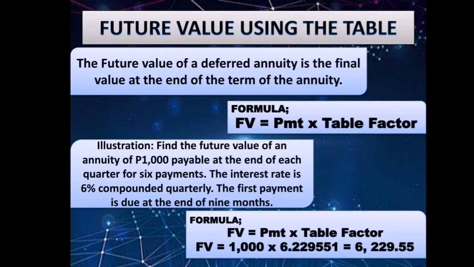Find the future value of an annuity of 1,000 pesos payable at the end of each quarter for 6 payments. The interest rate is 6% compounded quarterly. The first payment is due at the end of 9 months. What would be the future value of the annuity?